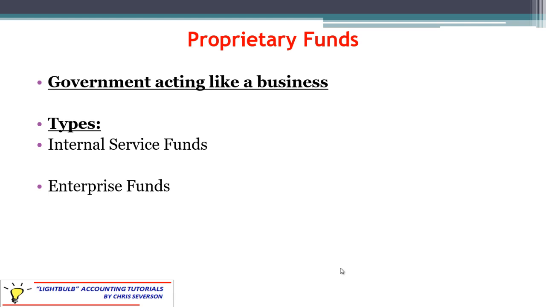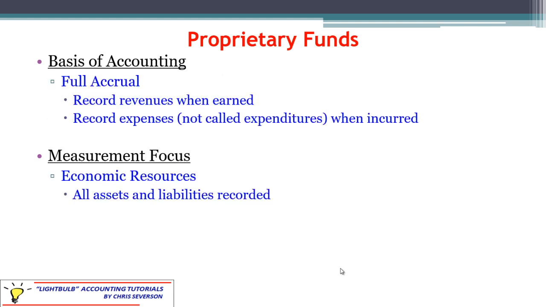So now we have the proprietary funds, the second classification of funds. This is where the government is acting more like a business. They're not acting like a government providing services that only a government would provide. Instead, now they're providing services that you could very well see in a business, just a for-profit business. So we have two types here, and these are the easier ones to remember because, again, it's acting like a business. The accounting is going to be much more familiar to you. So we have internal service funds and enterprise funds. We'll talk about those in detail here in just a bit.